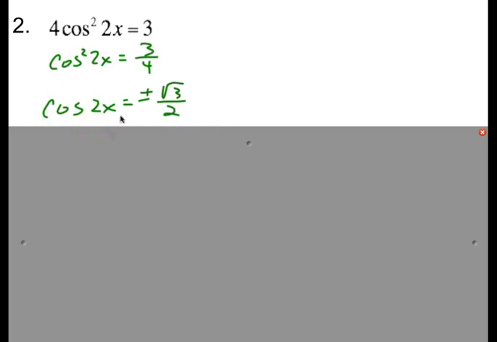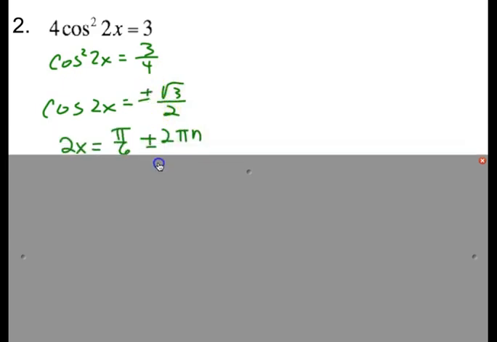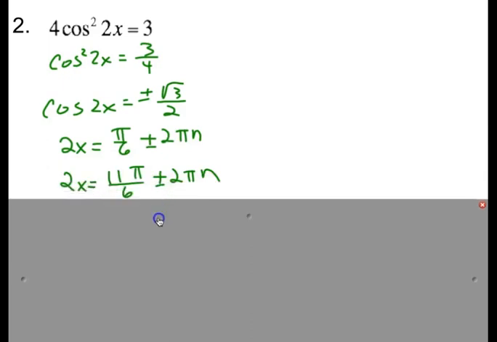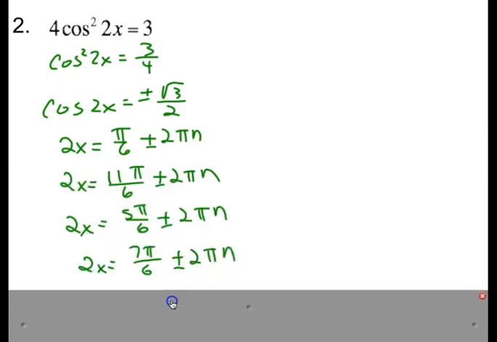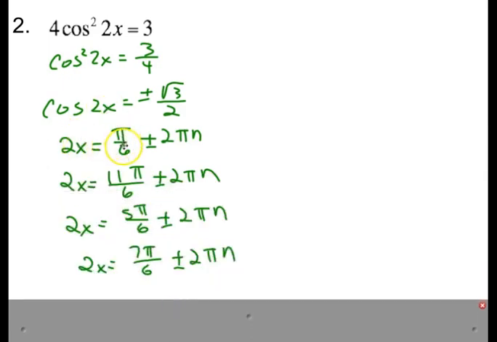So when I ask myself where on the unit circle, because that's where I'm always going to start, is the cosine equal to plus or minus the square root of 3 over 2, then I'm going to say, well, 2x is equal to, and I get 4 different solutions. It's equal to pi over 6, 11 pi over 6, 5 pi over 6, 7 pi over 6, because now I'm doing all the positive and negative values.